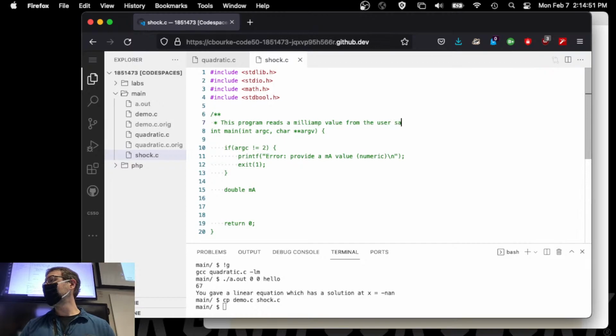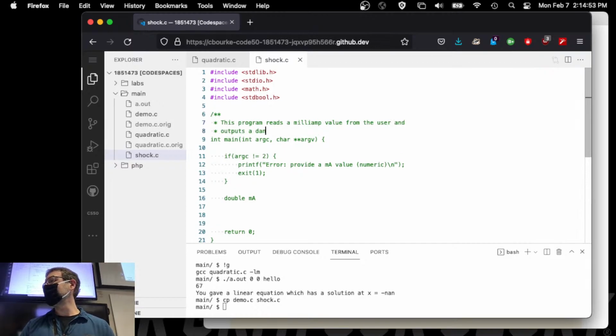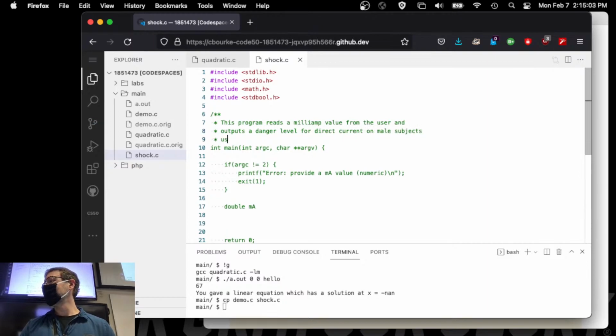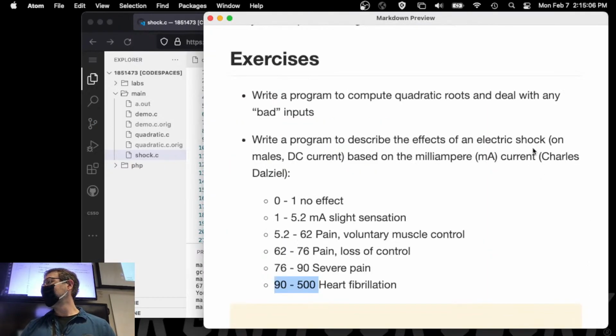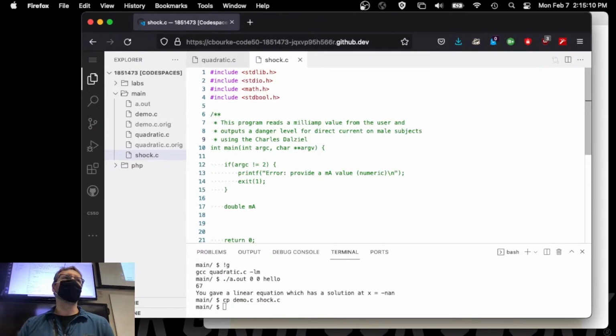And outputs a danger level for direct current on male subjects using the Charles Dalziel chart. I don't know, chart, whatever it is.